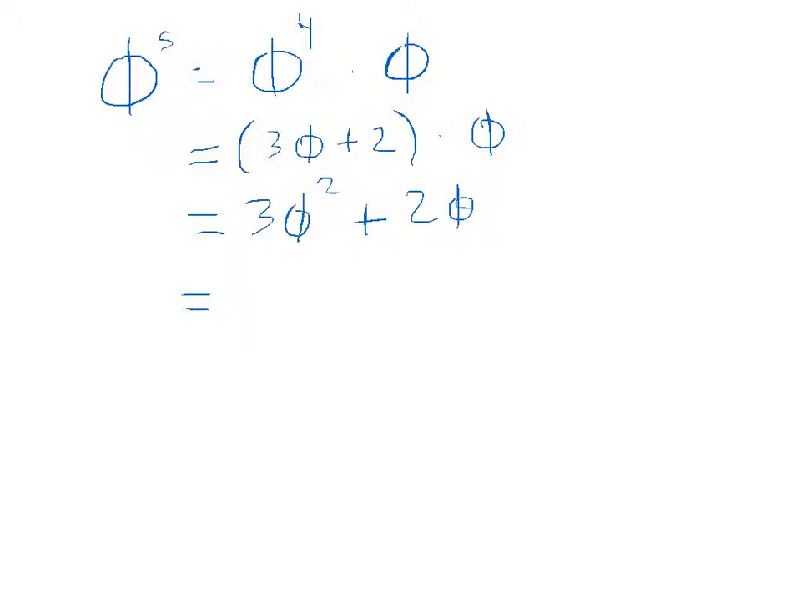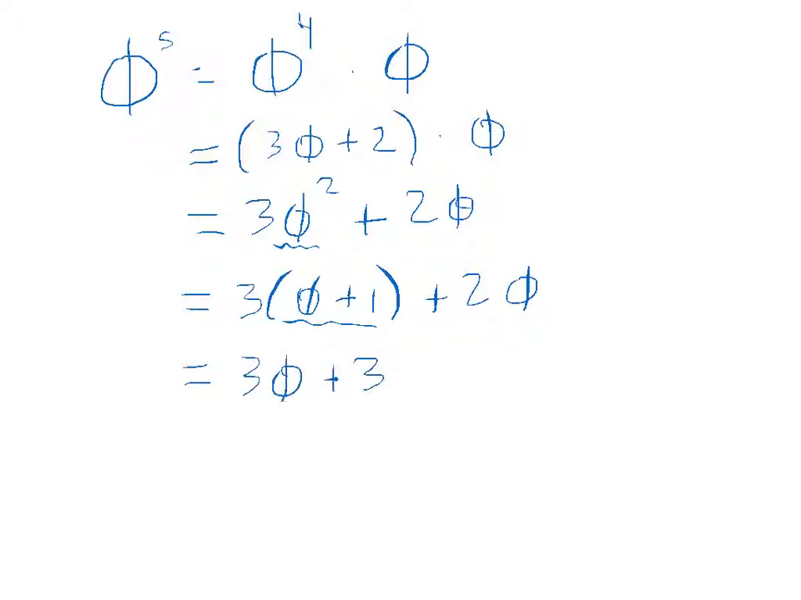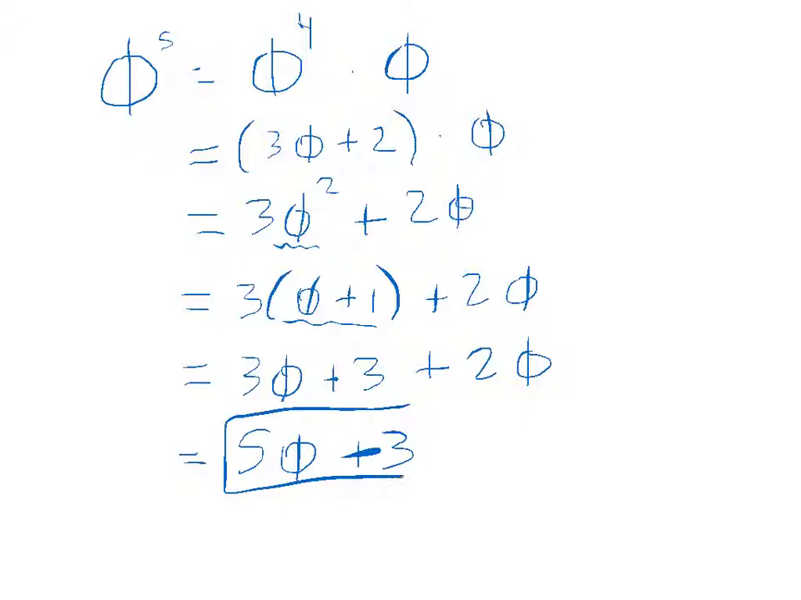Then I make the substitution. Replace the phi squared with phi plus 1. So I just replaced phi squared with phi plus 1. Distribute the 3 to both terms in the parentheses, and I get 3 phi plus 3 plus 2 phi. So 3 phi plus 2 phi is 5 phi plus 3.